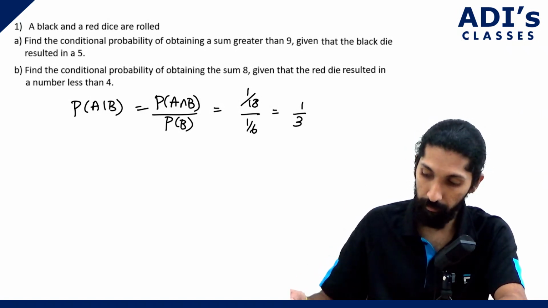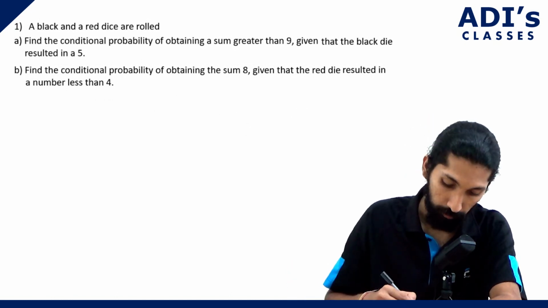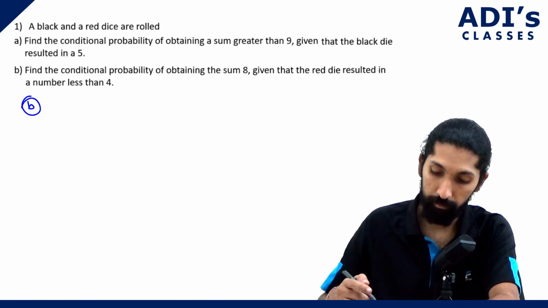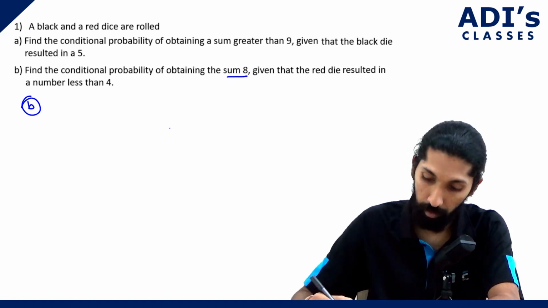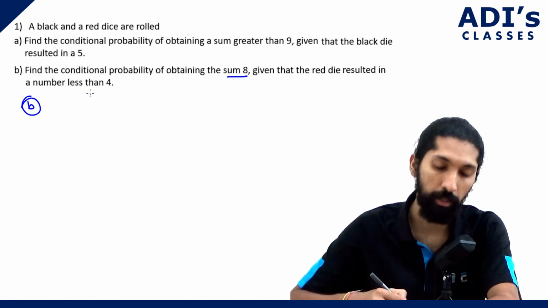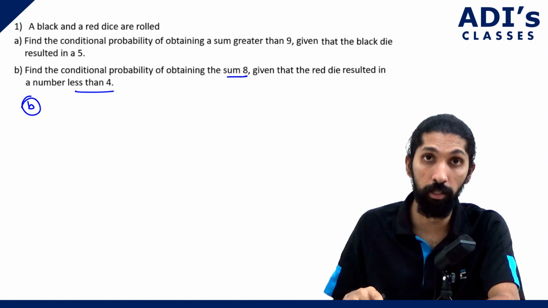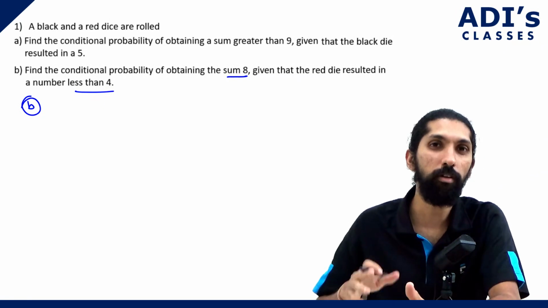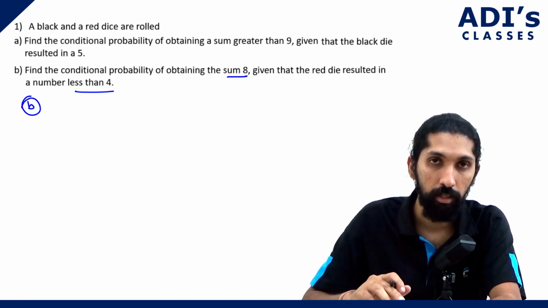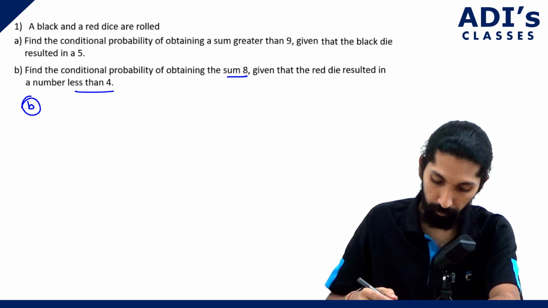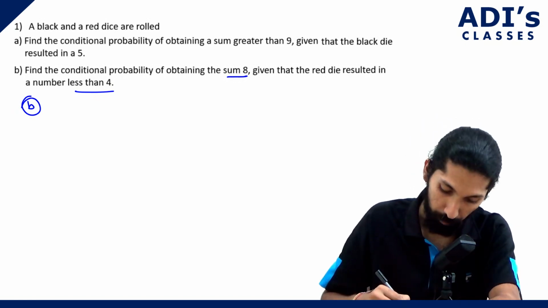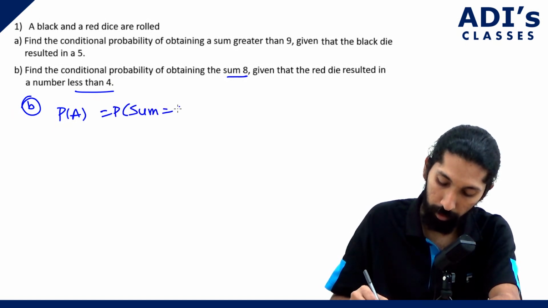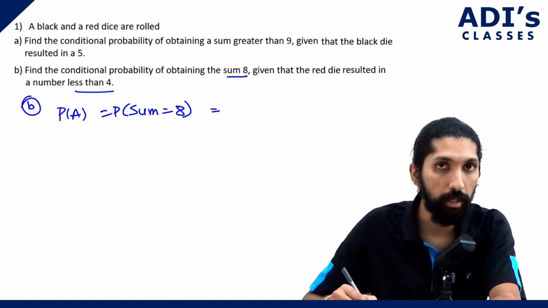Let's do the next one. Same way, we'll do the B question. Likewise, we have the conditional probability of sum 8 given that the red die resulted in a number less than 4. Alright, first let's do the sample space. Just like before, you are going to have 36 possibilities, correct? But here, when they say the sum is equal to 8, P of A is the probability of sum equal to 8. So what are the cases?